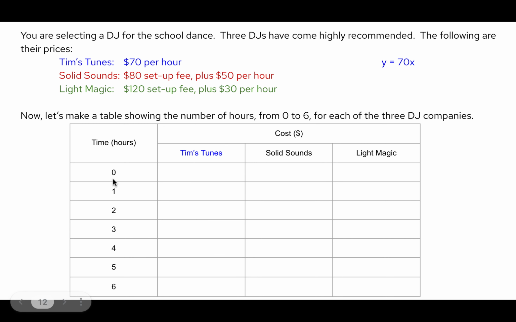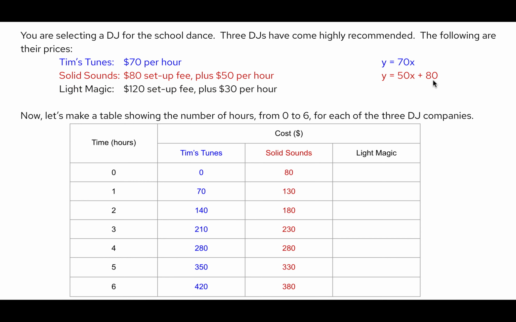For Solid Sounds, we're using y equals 50x plus 80. Notice that I start with 80. And the reason I start with 80 is because of that setup fee. So 50 multiplied by 0 is 0, plus 80 is 80. And then after that, they're increments of 50. For Light Magic, it's 120 to start with because of the setup fee, but then it's in increments of 30.